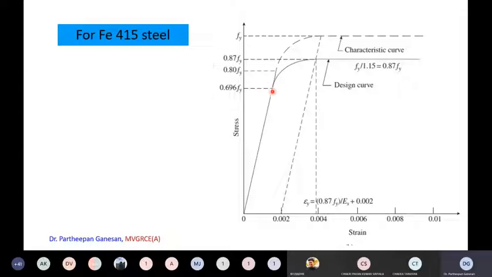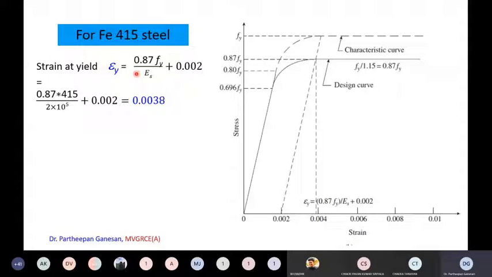Now, how will you find out the strain at yield? Remember here, the strain at yield is not this one. Strain at yield is here. That epsilon y is given by this equation. This is also given in your code, page number 69. You will see this in the code. Yield strain is equal to 0.87 Fy by Es plus 0.002. So here strain at yield is equal to 0.87 Fy by Es plus 0.002. For Fy, if you substitute 415, this will come to 0.0038.